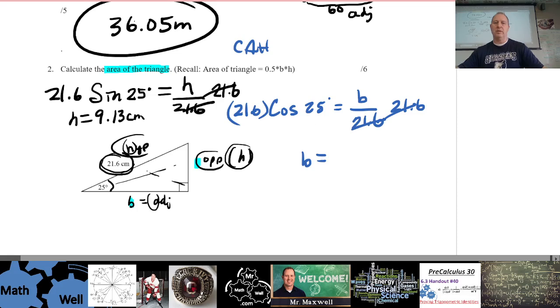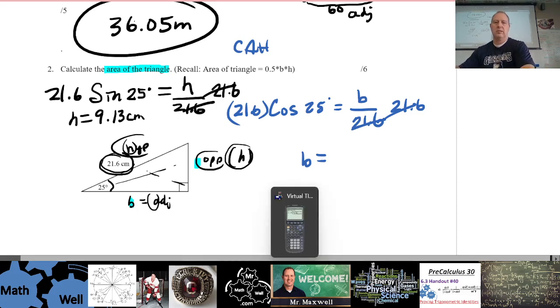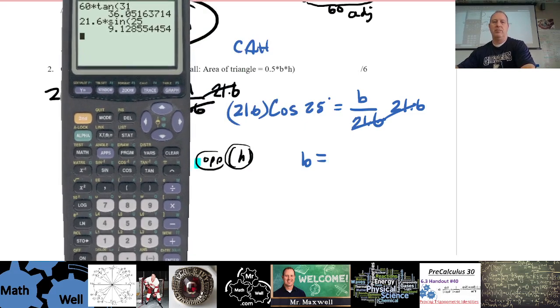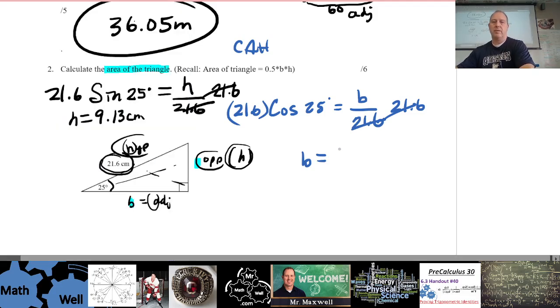And I'm left with b is, you got 19 point something? Yeah, okay, that sounds about right. 21.6 cos 25. 19.58, beautiful. 19.58 centimeters. Now, I'm not going to circle that one either, because I'm not quite done yet, right?